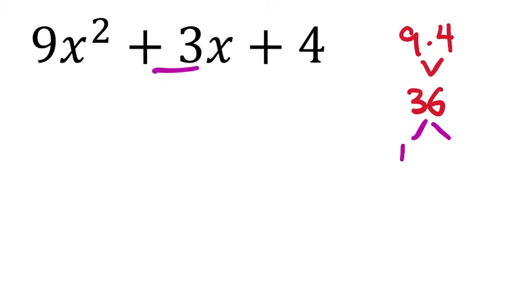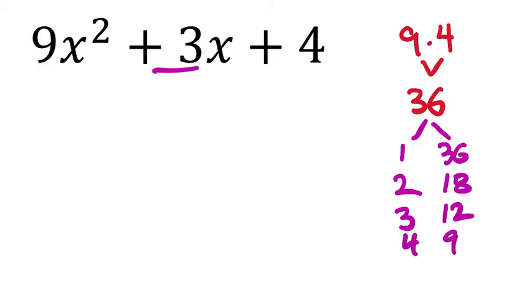So 36, of course, 1 and 36, that's not going to work. Or 2 and 18, not kind of far away from each other. How about 3 and 12? Still no. 4 and 9? No. Well, it's not divisible by anything else. And right here you can see 1 plus 36, that's 37. So again, that's no good.